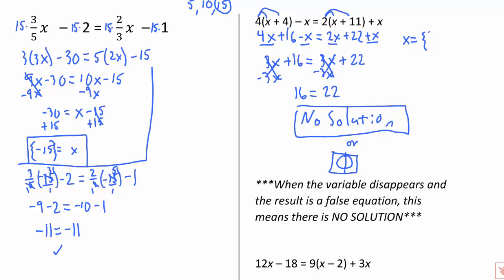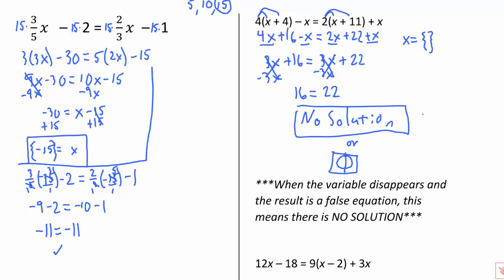The set of nothing. Not the set of 0, because if it was 0, that would be a number. But it's the set that has nothing in it. That's called the null set, or the empty set. Okay, so this is what this is really referring to. So this is no solution here.